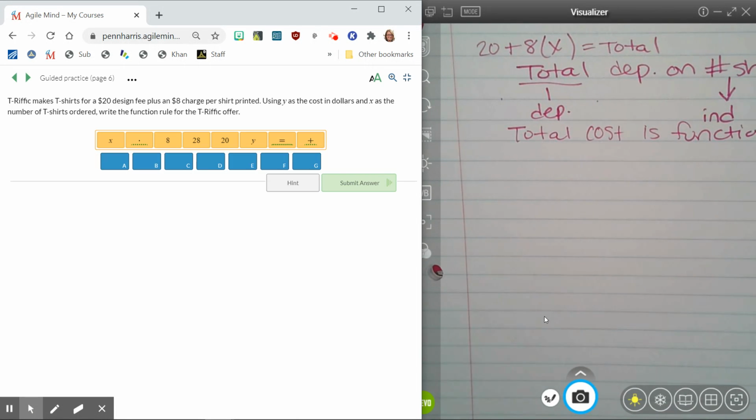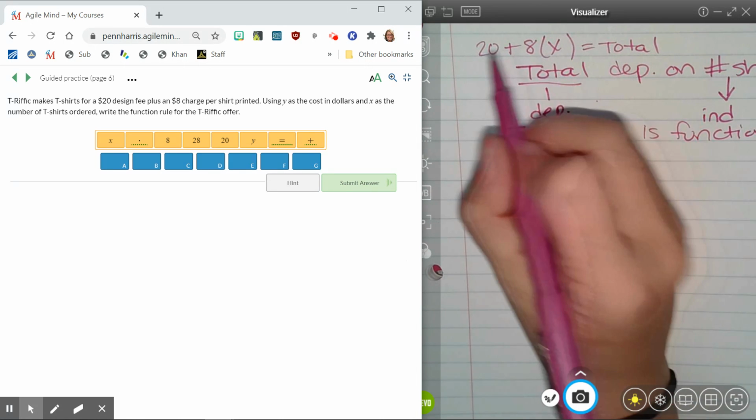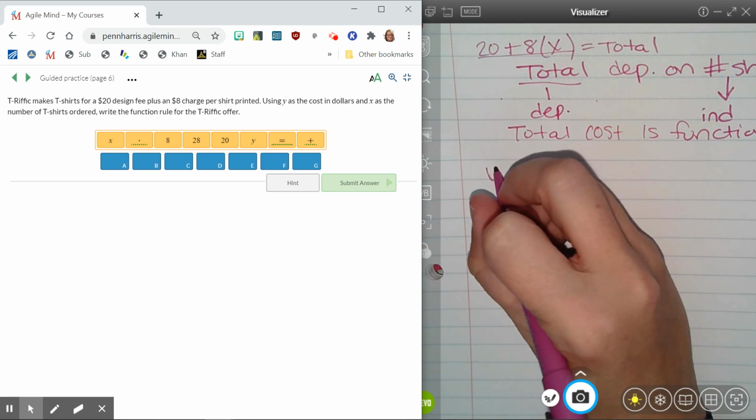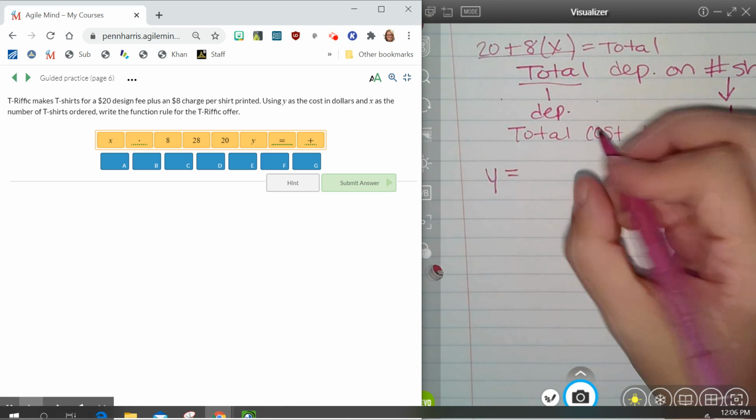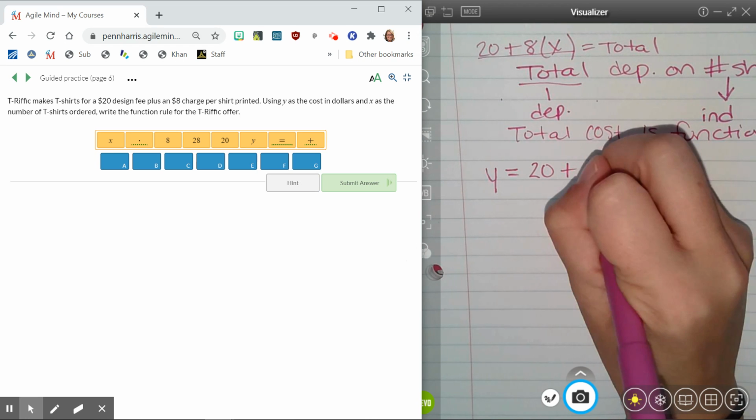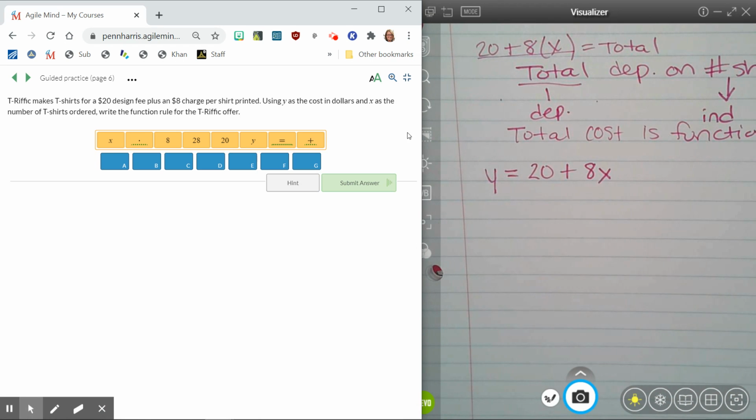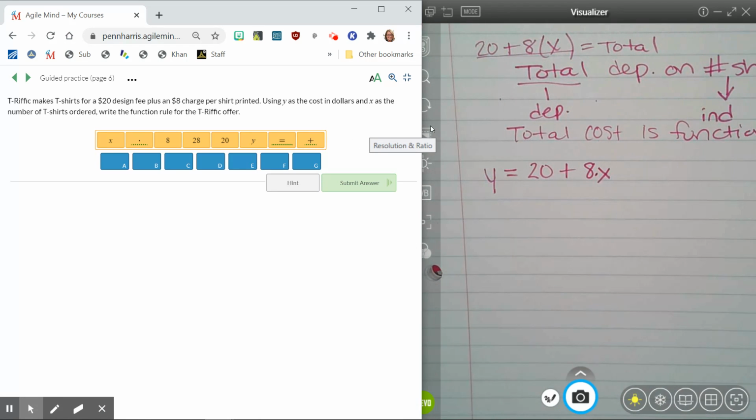And then number 6 here. Again, that's that same equation that we just came up with. Our total equals $20 plus $8 per shirt. And they do want to see that little times symbol in here, guys. Y equals $20 plus $8 per shirt.